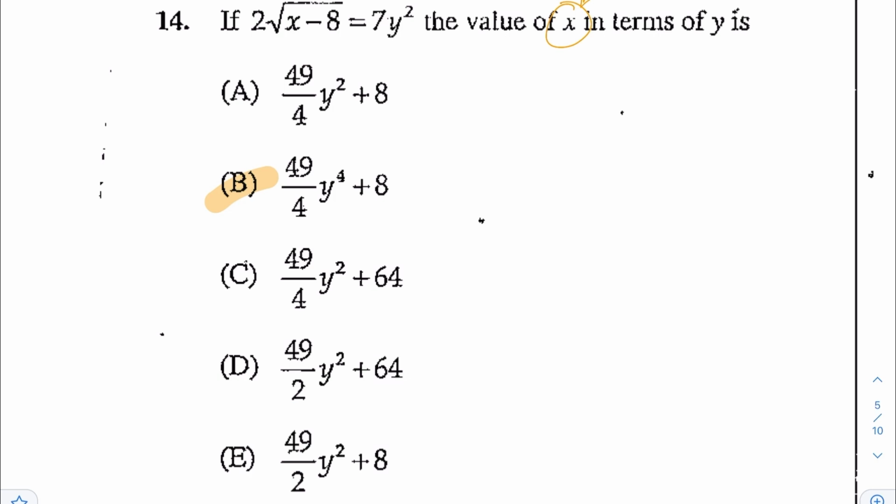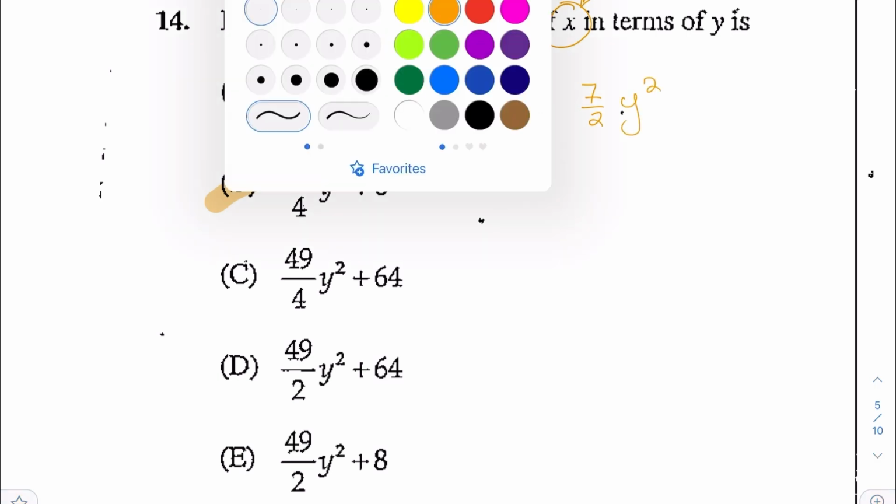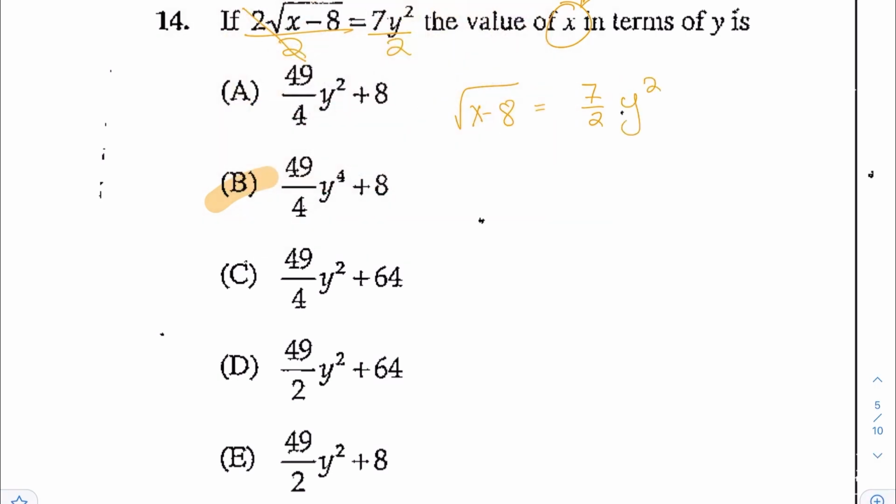What you do to one side, you got to do to the other side. So the first step is to divide by 2. So once you do that, you'll have the square root of x minus 8 is equal to 7 over 2 times y squared. Then you want to do the inverse of the square root, which is an exponent of 2. So that will give you x minus 8 on the left side, and on the right side, you'll have to apply this exponent to everything inside the parentheses.